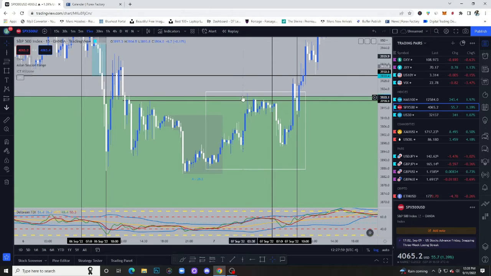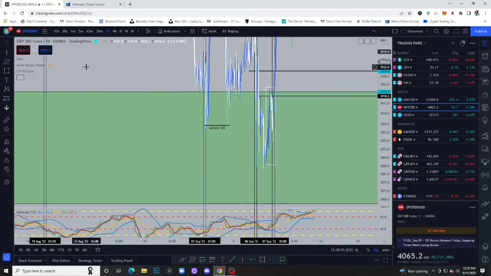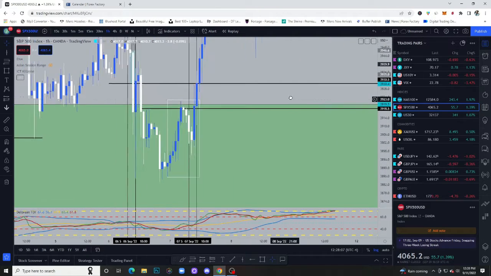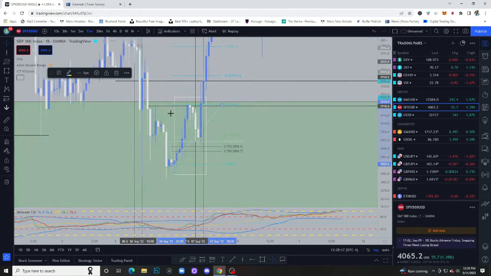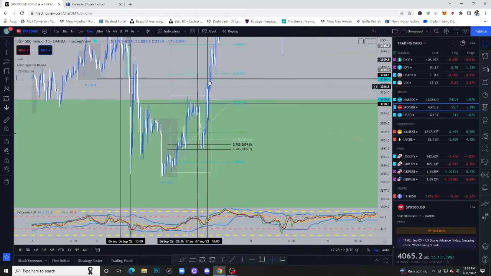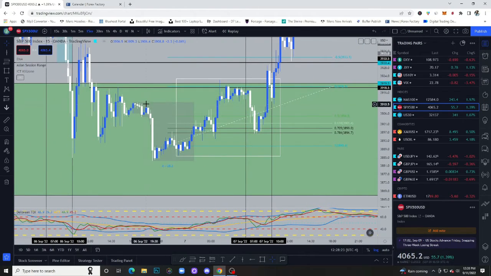So now with this being said, I'm gonna go back to the hour really quick because I want to mark something. I want to mark the high and low of this dealing range from earlier. So boom, boom. Now we go back down to the 15 minute. See right here. Boom, look at that.